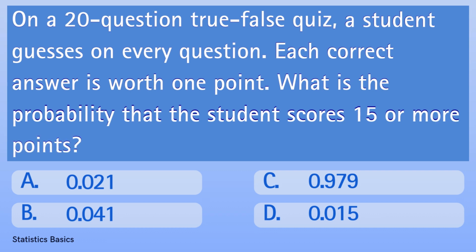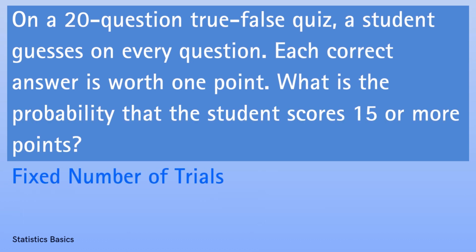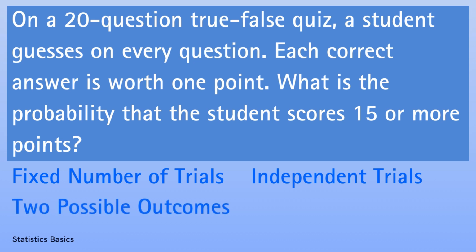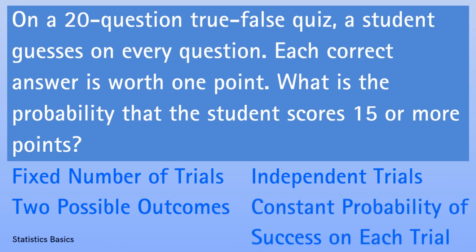In this quiz, we have a fixed number of trials, which is 20 questions. Guessing one question is independent of the outcome of another. For each question, there are only 2 possible outcomes, a correct or an incorrect answer. The probability of guessing a true-false question correctly is constant, which is 50% or 0.5. This scenario satisfies all the 4 necessary and sufficient conditions of a binomial distribution perfectly.